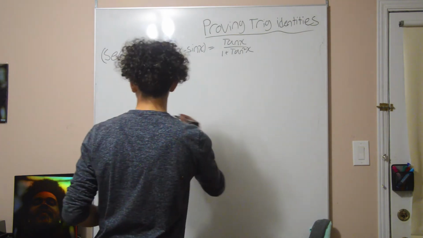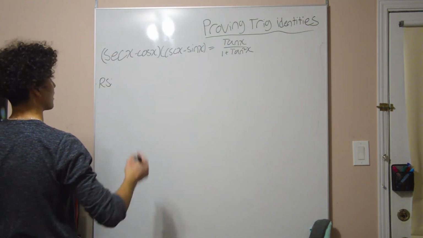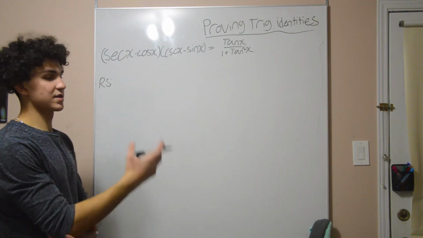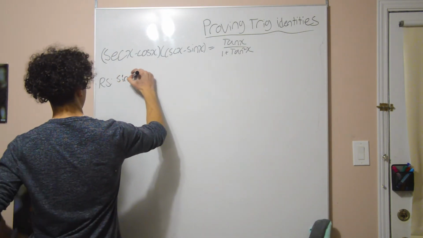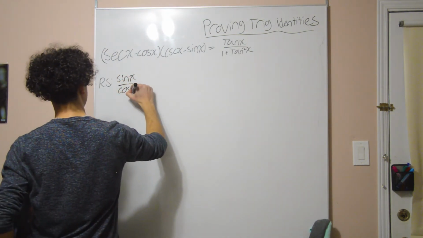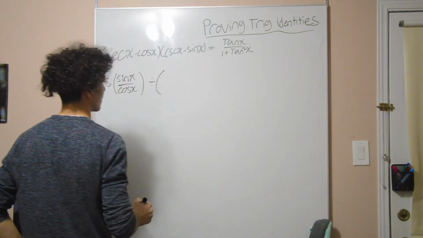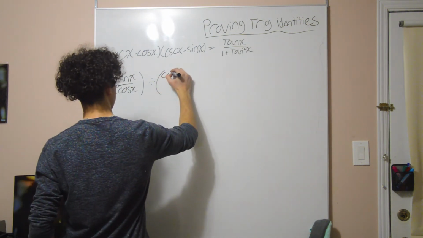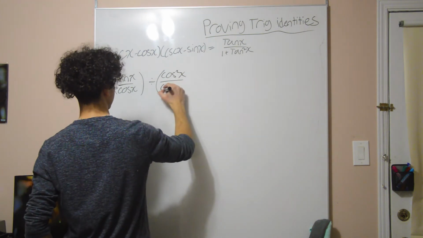So, I'm just going to do it over here. This is the right side. Let's change all of our tans and our 1s into stuff we know. So tan x is sine x over cos x. And we are dividing it by the 1, I'm just going to change it to cos x over cos x. Actually, I'm sorry, cos squared x over cos squared x. You'll see why in a second.